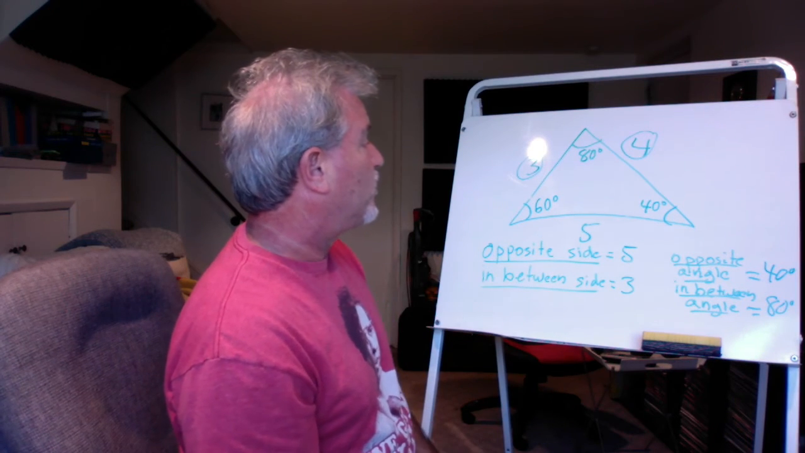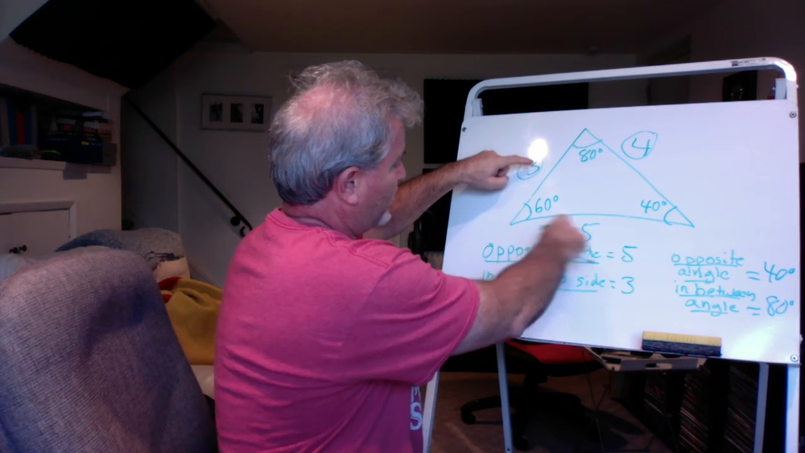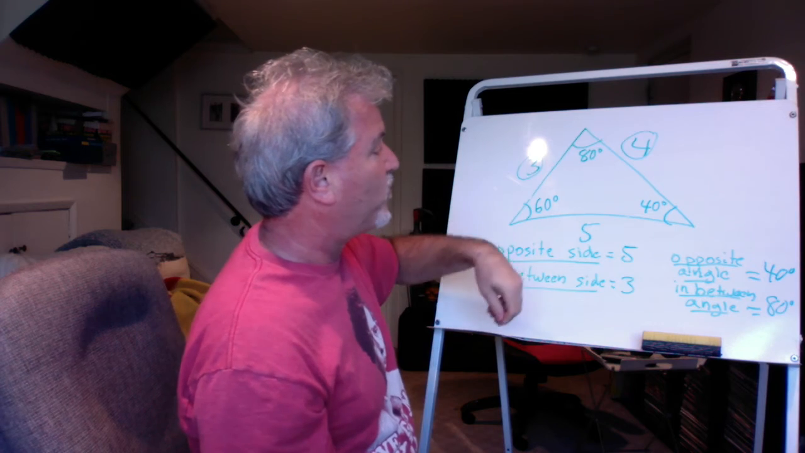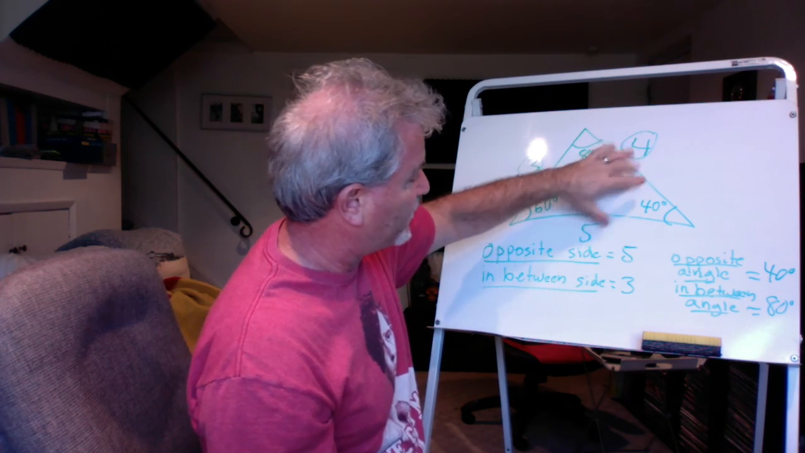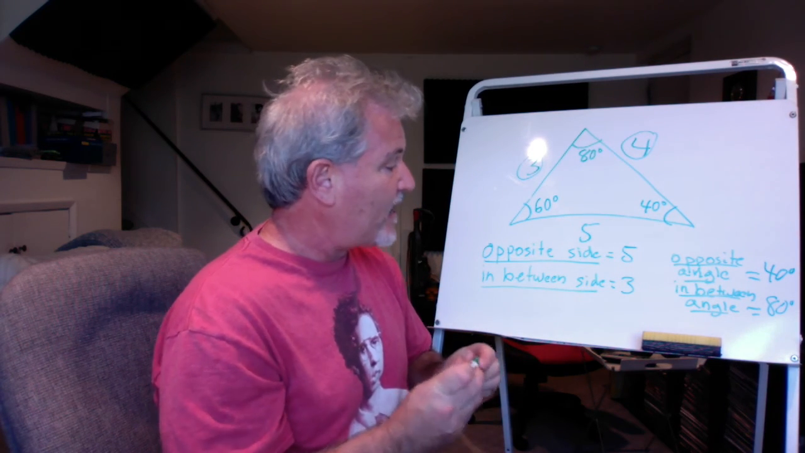If I said, what angle is in between 3 and 5, here's 3, here's 5, in between is 60 degrees. And lastly, if I said, what's in between 4 and 5, what angle? Here's 4, here's 5, in between it is 40 degrees. So pretty straight ahead stuff.